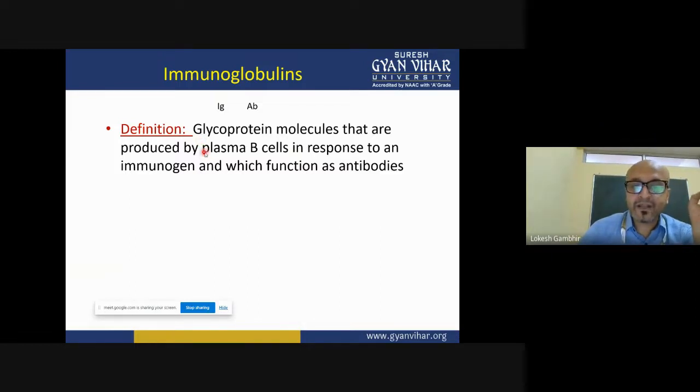Now, when the plasma B cell or the B cell realizes that it has to form an immunoglobulin, only and only when an exposure is there to an immunogen or an antigen, this will result in the formation of antibody. So that is the reason why we define immunoglobulins as the glycoproteins which are formed from plasma B cells in response to an immunogen and which can function as antibody also. That is the definition of immunoglobulins.